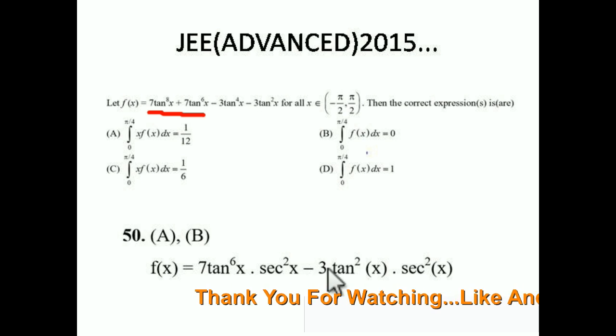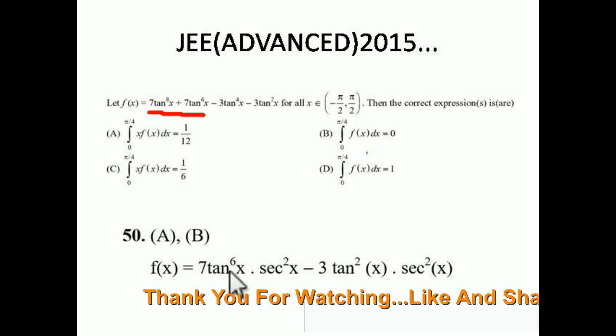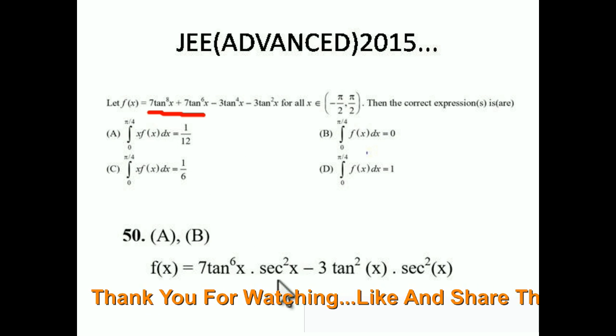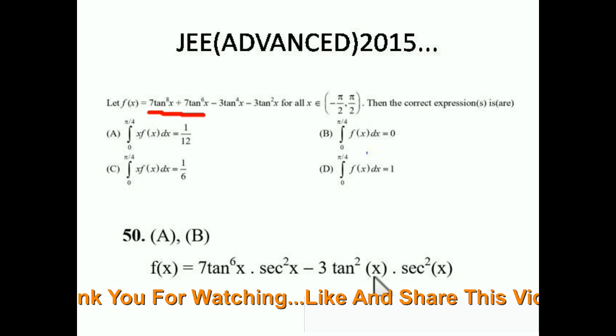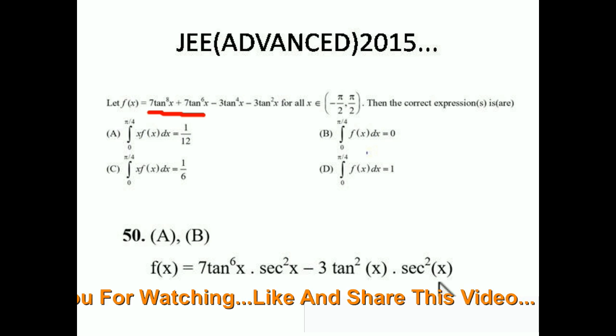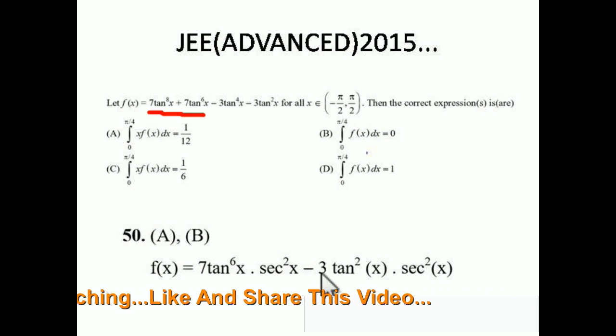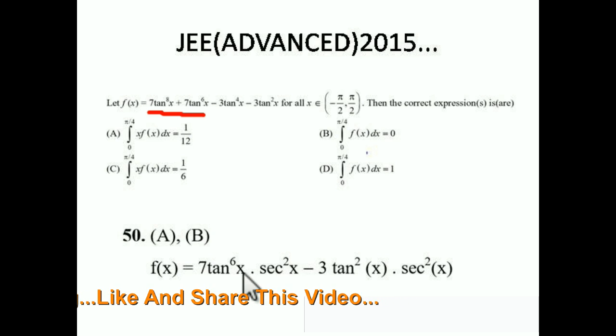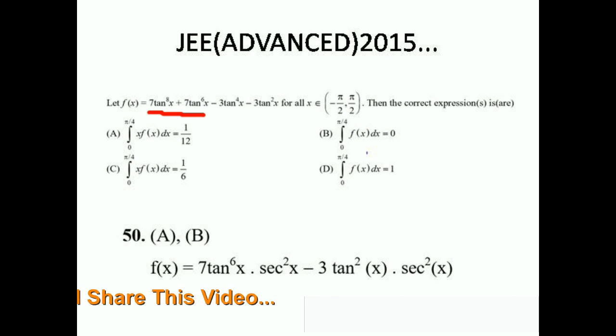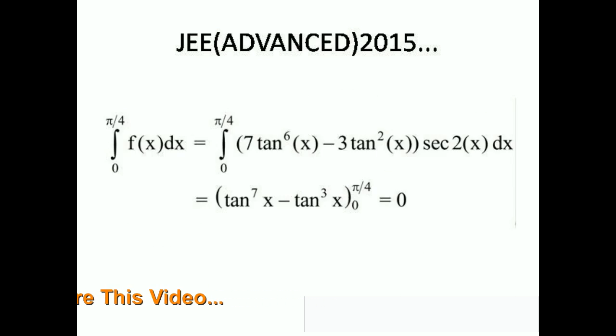So this equation can be written as 7 tan⁶x into sec²x minus 3 tan²x into sec²x. Now, in these two terms, sec²x gets common. So we have (7 tan⁶x minus 3 tan²x) into sec²x dx. Okay, so this is my f of x.